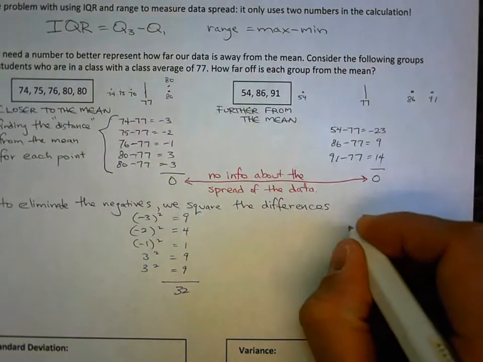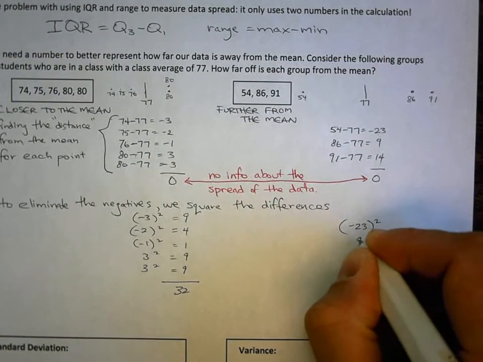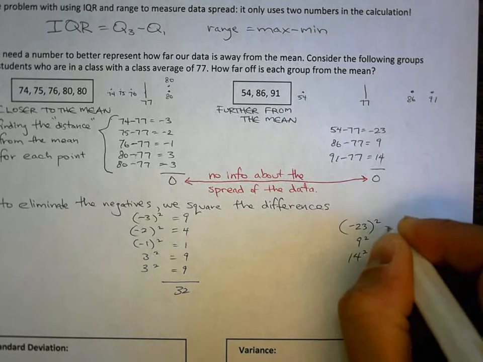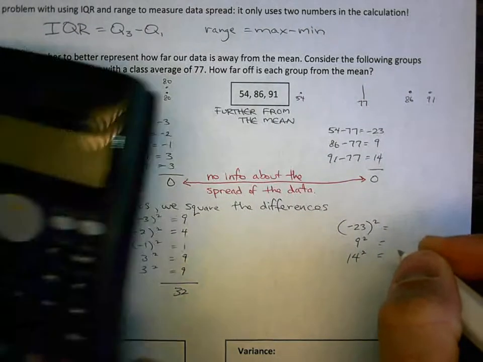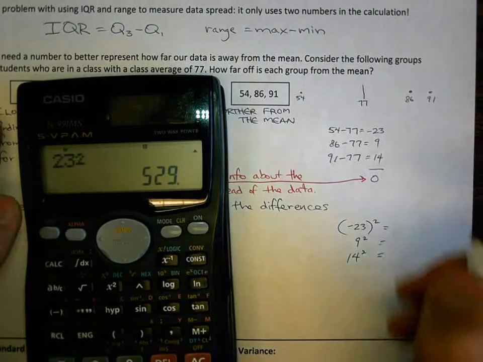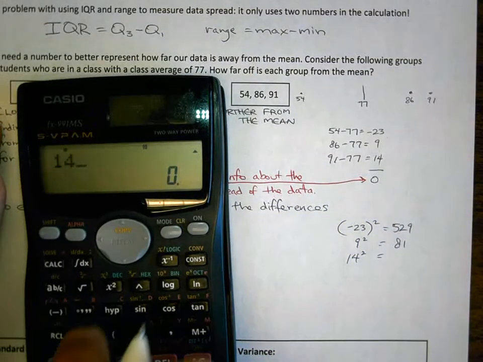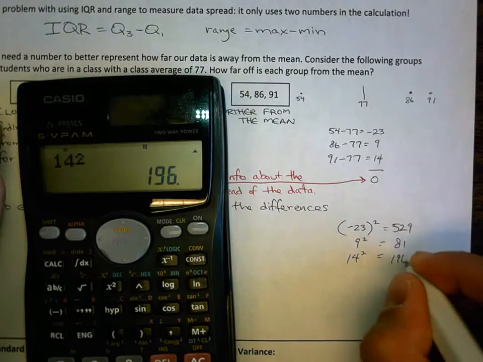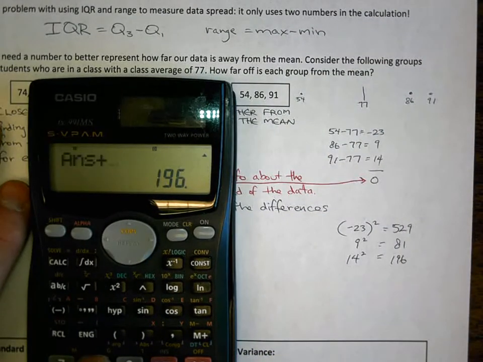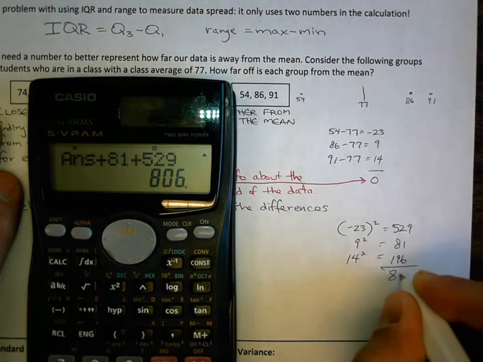Over here I'm going to do the same thing. Negative 23 squared, 9 squared, 14 squared. Those I'm not as skilled with. I have to do it with my calculator. 23 squared is 529, 81, 14 squared, plus 81 plus 529. That gives me 806.